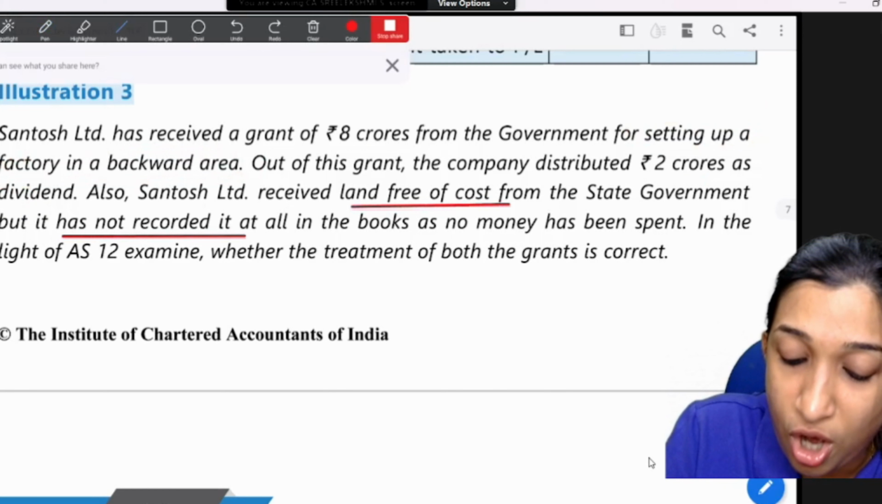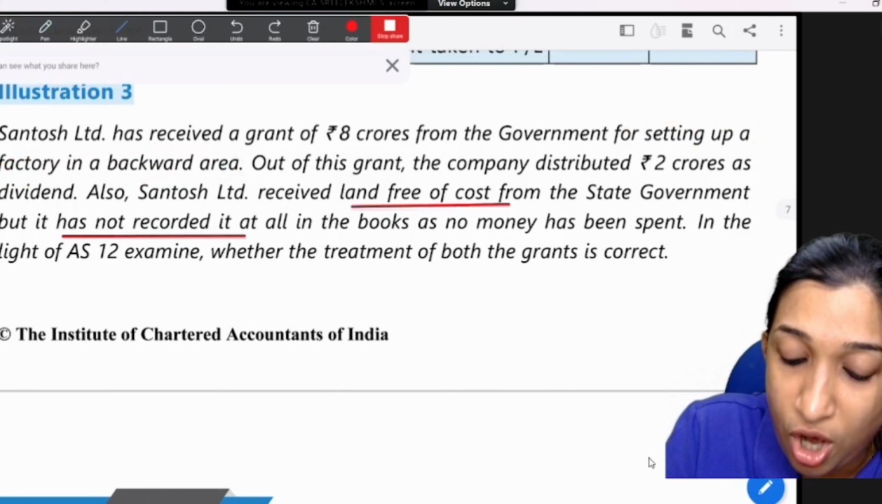What do you mean by nominal value? Minimum value. Even 1 rupee, 10 rupees, 100 rupees, but in one of the examples in our study material, 50,000 is considered as a nominal value. Then you record it at 50,000. If 1 acre of land is worth 1 crore, you won't record it at fair value or cost. It will be recorded at minimum value. Asset will be recorded at nominal value, generally 1 rupee, 10 rupees, 100 rupees, at an immaterial value.